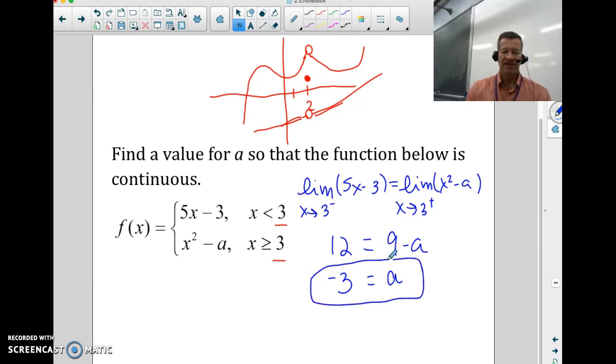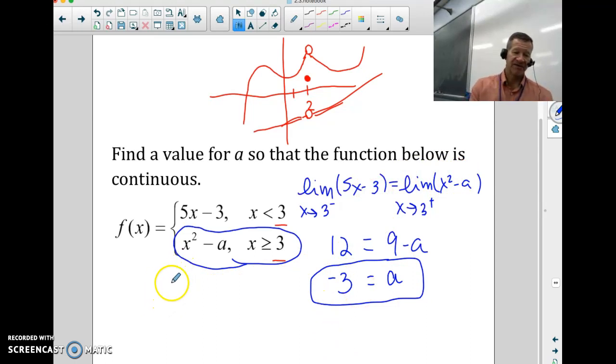So if a is negative 3, that would make the limit as we approach 3 from the left equal the limit as we approach 3 from the right. Now, how do I know it would always also equal f of 3? Well, we know at 3, the function looks like this, right? This is not only what it looks like to the right of 3, also what it looks like at 3. So we already said that that also has to equal 12, so negative 3 is our answer.